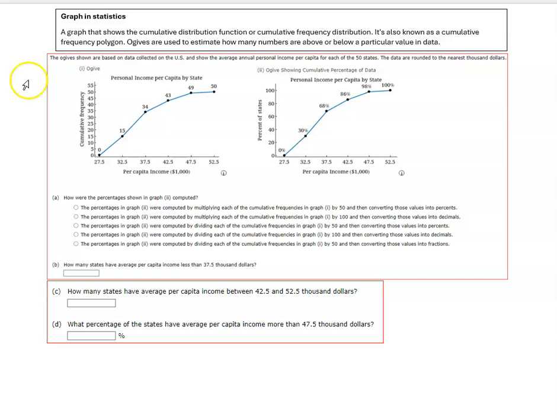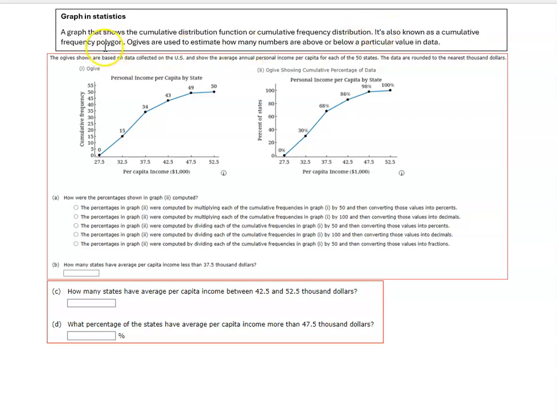So I looked at this, the Ogives, and I thought, was that supposed to be Ogilvy or Olives, or was that a misprint? So I just Googled it, and I found out something. Wow, I've never heard of that term. But this is a definition of an ogive. It's a graph that shows the cumulative distribution function, or cumulative frequency distribution.